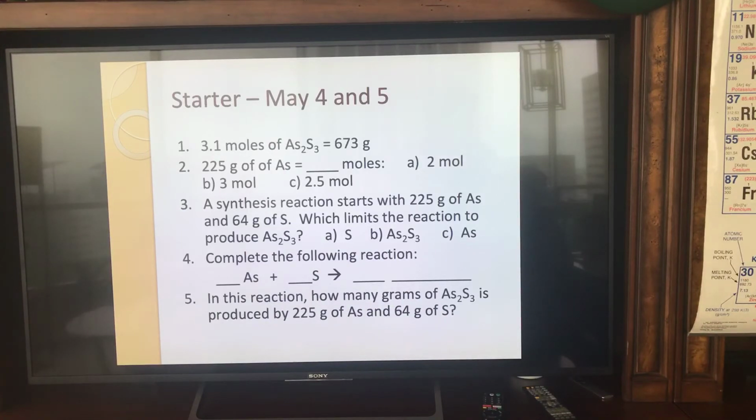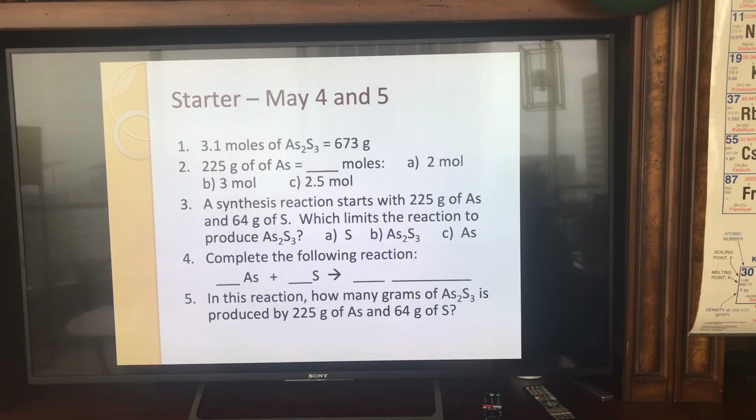So our starter for May 4 and 5. I'm going to start out today. Question number 1, I want to know if 3.1 moles of arsenic sulfide, As2S3, is equal to 673 grams. So you're going to have to go to the periodic table, look up arsenic, look up sulfide. Remember, there's 2 arsenic, 3 sulfide, hint, hint. All right, do the calculation. Tell me if that's true or false.